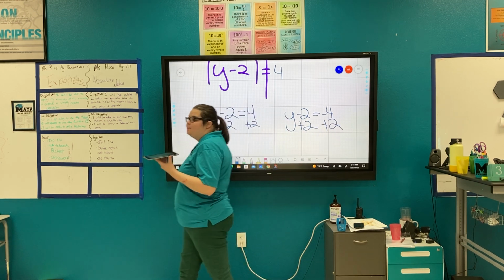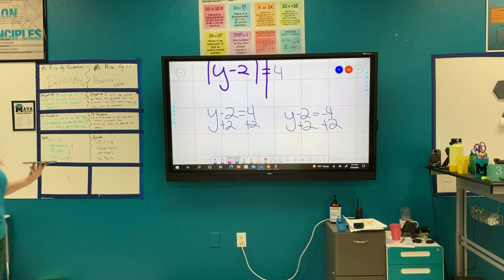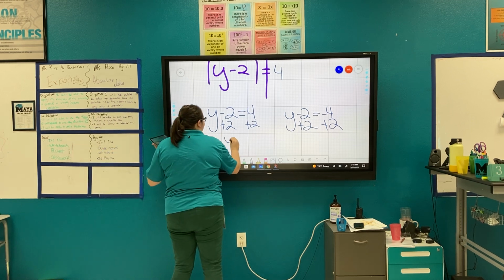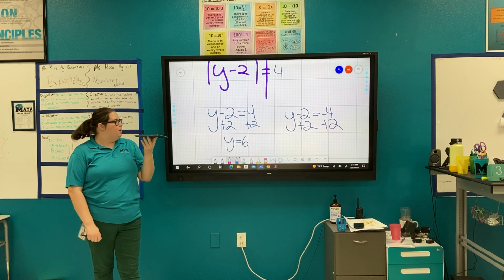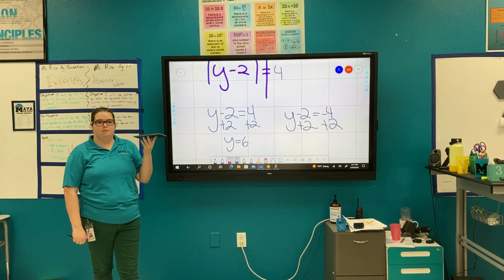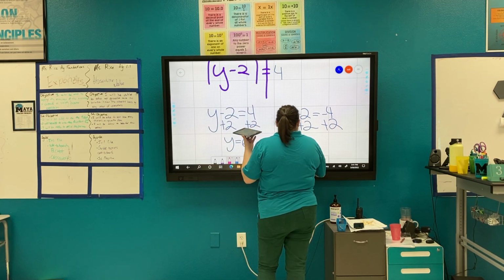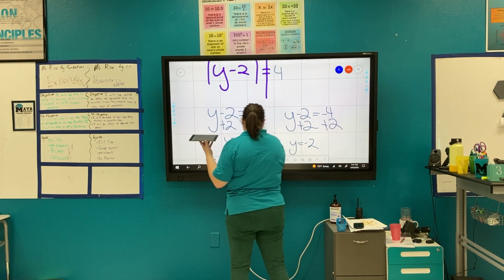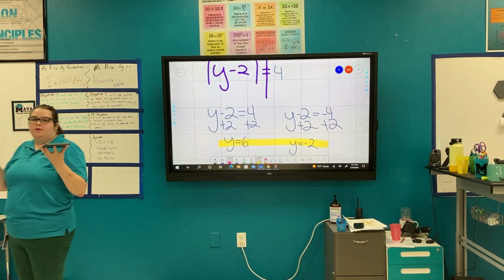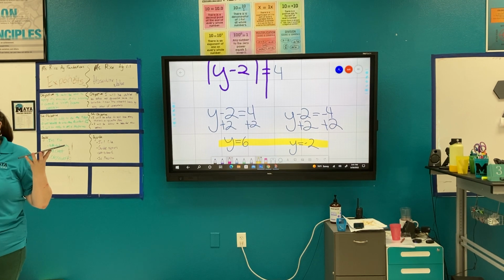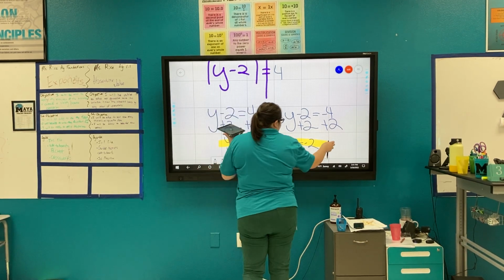So class, what is 4 plus 2? Good job, Kinley. Yeah, 6. I'm going to have y equals 6. What is negative 4 plus 2? Negative 2. We have y equals negative 2. Do I need only one or do I need both? Both. Good job. Let's try a slightly harder one.